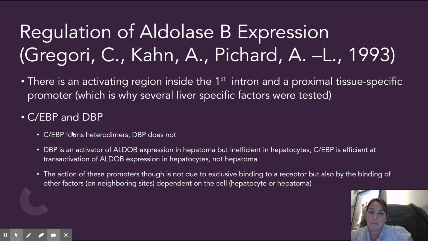So it was thought that perhaps it was because of the structure, as CEBP is able to form heterodimers, while DBP is not. But they found that while it is due to the structure and the activation of the promoter region caused by the structure, it's not due exclusively to this factor or the binding to a receptor, but also the binding of other factors on neighboring sites of the gene that are dependent on the cell, hepatoma or hepatocyte, that also affect how DBP and CEBP are able to upregulate the expression of aldolase B in the cell.